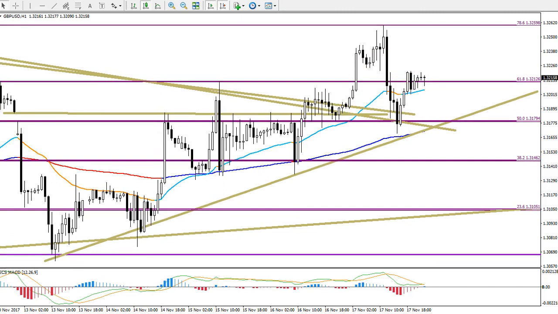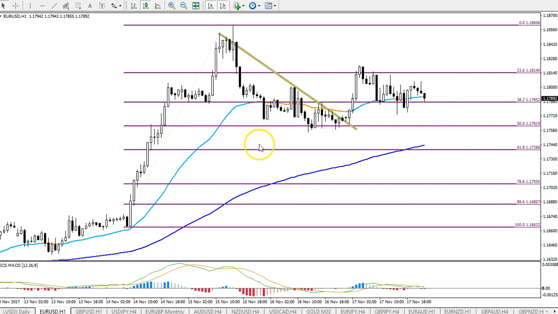Let's take a look at the euro dollar. All right, let's kick off with the 1 hour chart. First of all, you can see that price did retrace to that 50 fib at around 117.50. Also, of course, around a psychological level, and the price bounced at that level a couple of times.